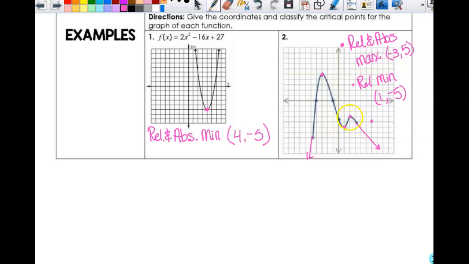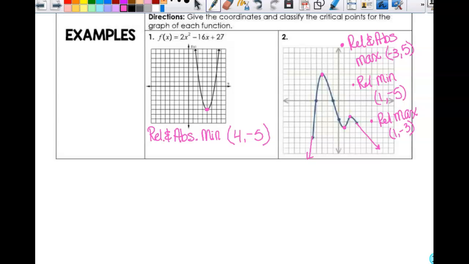And then this third one, relative, absolute, or both? Just a relative maximum. Good. Relative maximum at (1, negative 3). What questions do you have? Anything at all? We good?